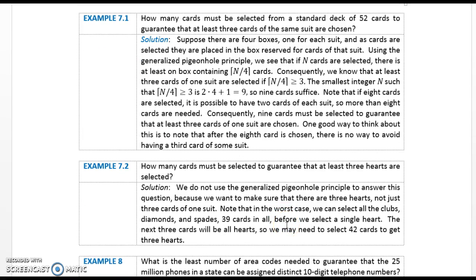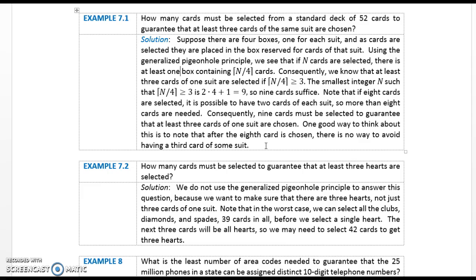Example 7.1. How many cards must be selected from a standard deck of 52 cards to guarantee that at least 3 cards of the same suit are chosen? Solution. Suppose there are 4 boxes, 1 for each suit, and as cards are selected, they are placed in a box reserved for the cards of that suit. Using the generalized pigeonhole principle, we see that if n cards are selected, there is at least 1 box containing the ceiling of n divided by 4 cards.